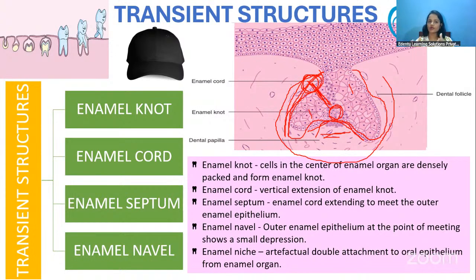This enamel cord, when it goes and touches the outer enamel epithelium, is called the enamel septum. And the point where this enamel septum touches the outer enamel epithelium, a navel-like depression will be present there. That is called the enamel navel.